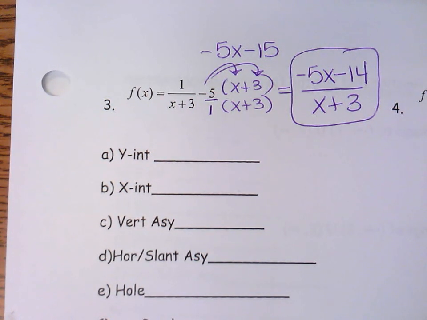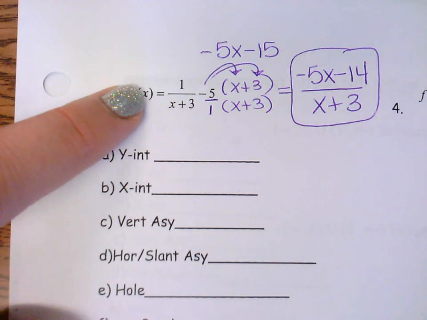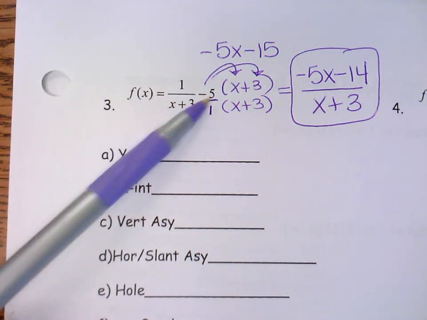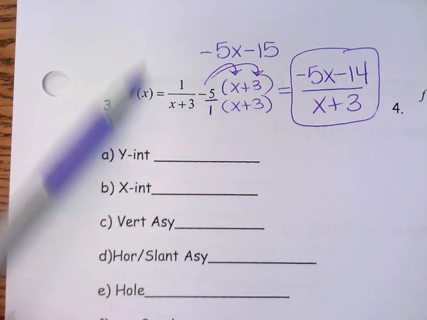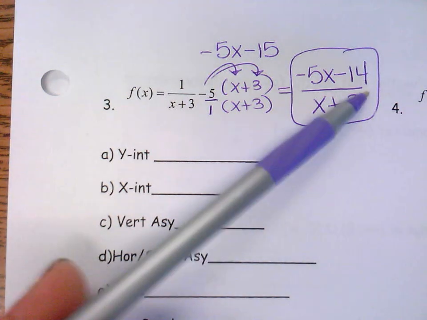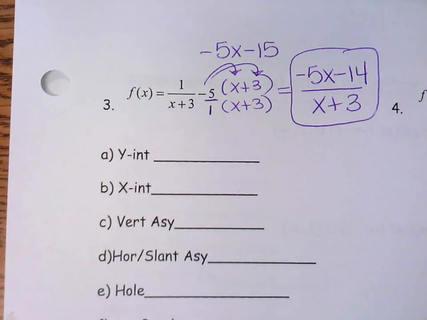Some of you might recognize this from day 2 of virtual. I talked about simple transformations. That goes left 3, that goes down 5 of the original parent function 1 over x. But this is a way to get to what we've been practicing. So let's go through these questions together, and then I'm going to have you try 1, 2, and 4.